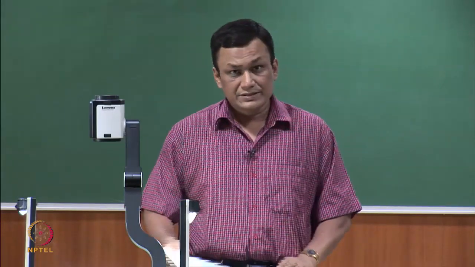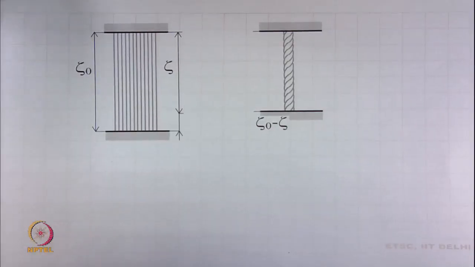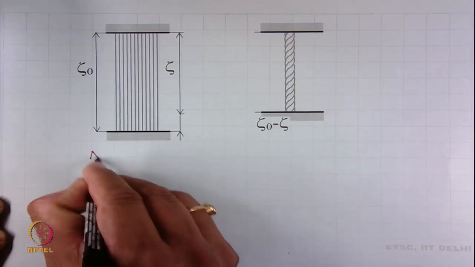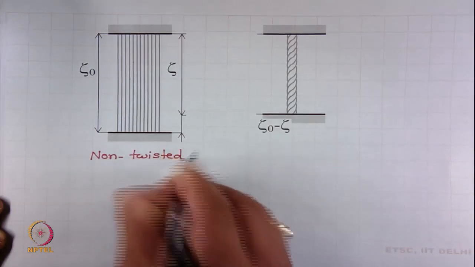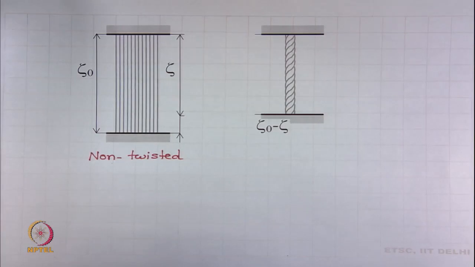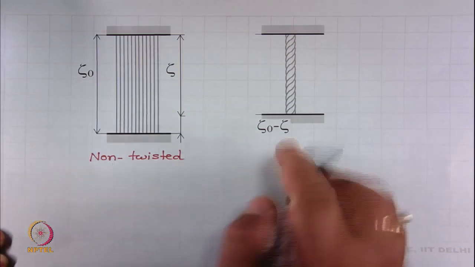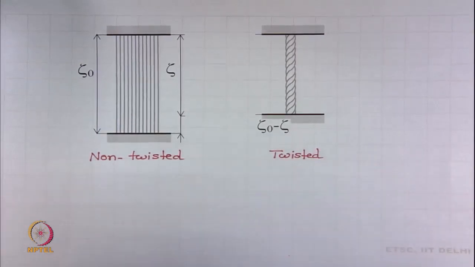Yarn retraction is schematically shown in this figure. This is a parallel fiber bundle or non-twisted fiber bundle. So, let us write here non-twisted bundle, and this is the result after twisting. So, this is twisted bundle.